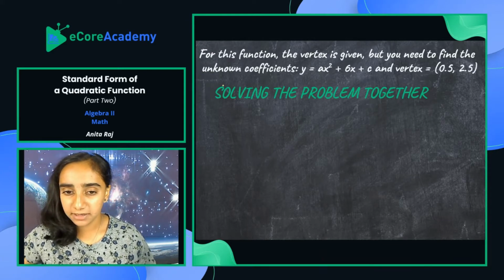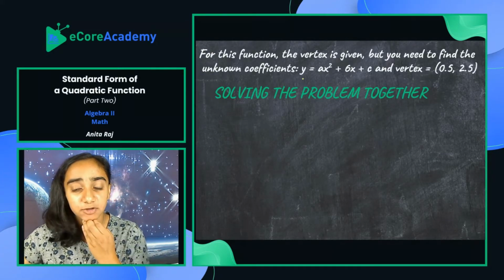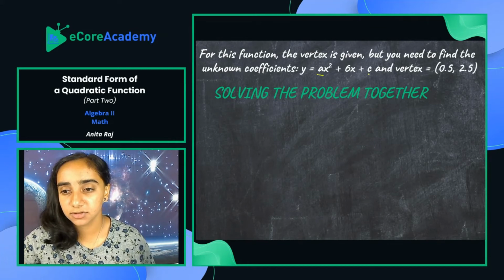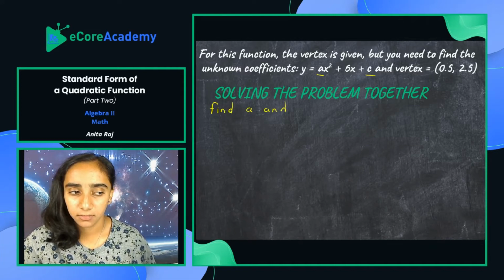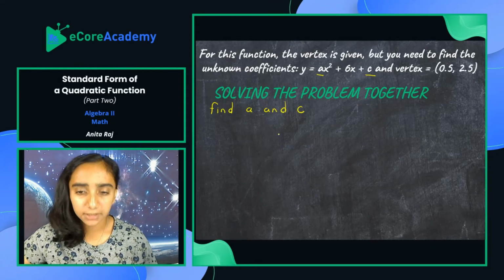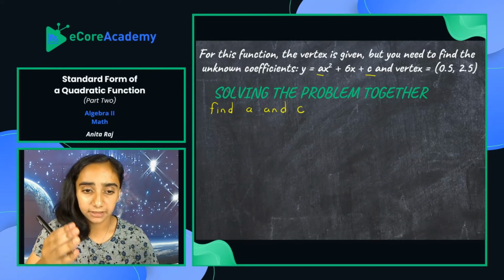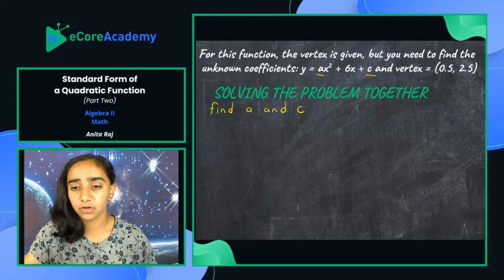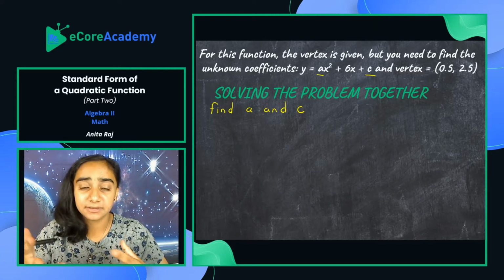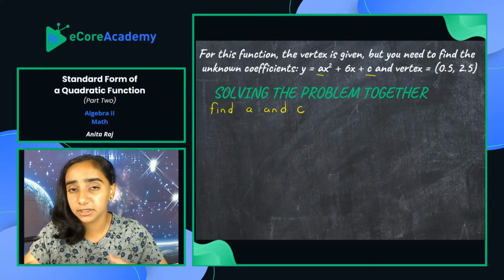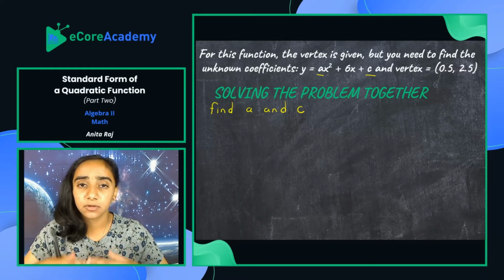So I want to write down what we're trying to find. As I said before, we're trying to find A and C because those are our unknown coefficients. So let me just write that up here. We're trying to find A and C. Okay, so let's start with trying to find A first. A is our first value. It determines which way our parabola opens up, upward or downward, if it's vertically compressed or stretched, etc. So how do we find A?